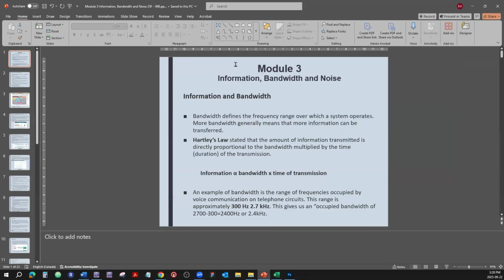Now, time for more bread and butter here. Module 3, information, comma, bandwidth and noise. All right, get yourself a coffee. I have my coffee here. Getting cool. All right.